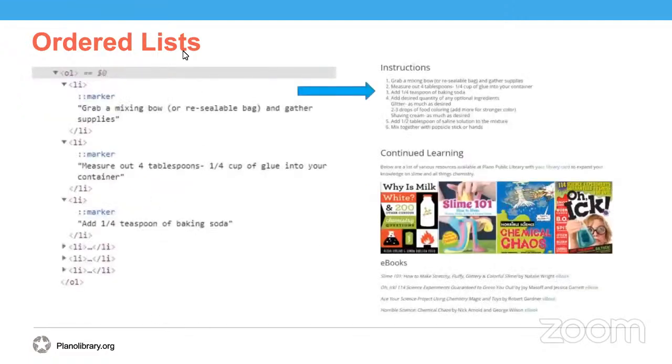Here's a real-world example taken from the Plano Library Learns blog of how to make slime. This code was used to create the instructions displayed here. I'd like to draw your attention to the basic structure. You have your opening and closing tags for both the parent element, your ordered list, as well as the child element, your individual list items.